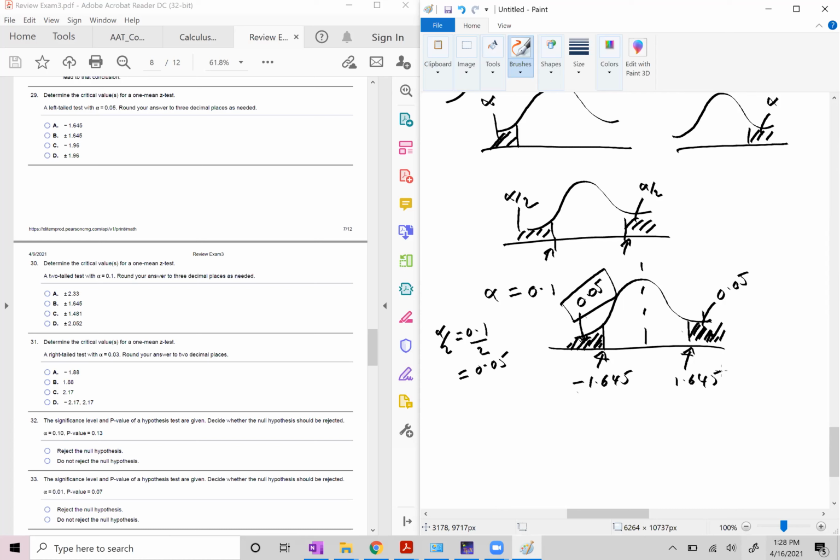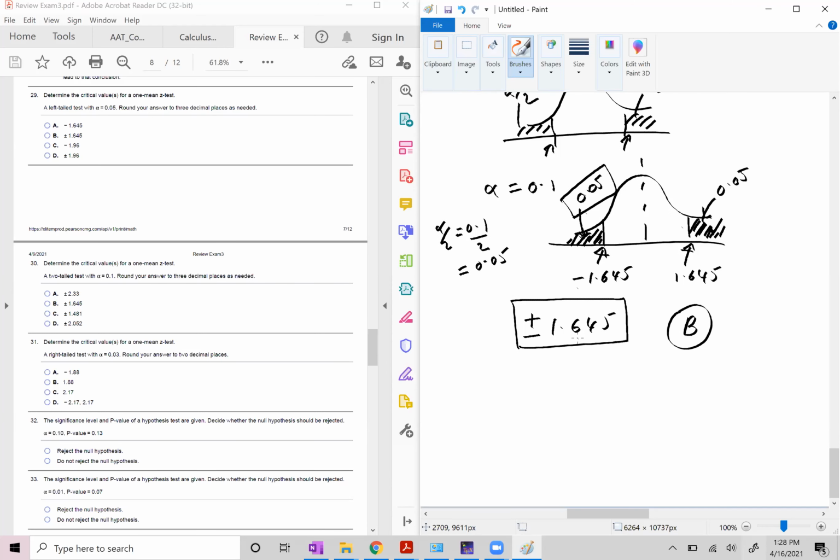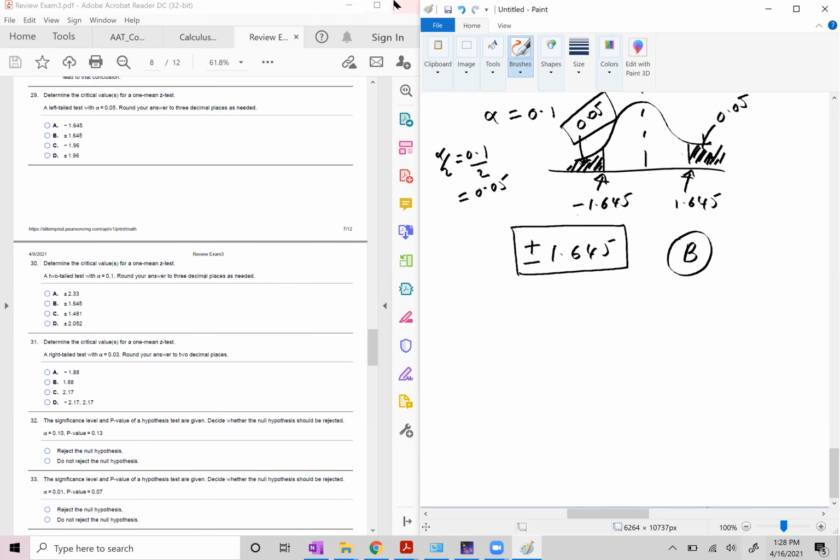So the critical values are going to be plus or minus 1.645. Note that there are two values here, plus 1.645 and minus 1.645. So the answer is B. Okay. Question number 30. Sorry, this is 31.